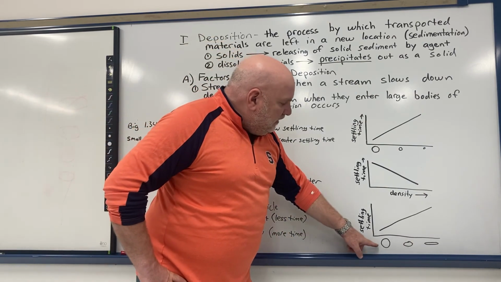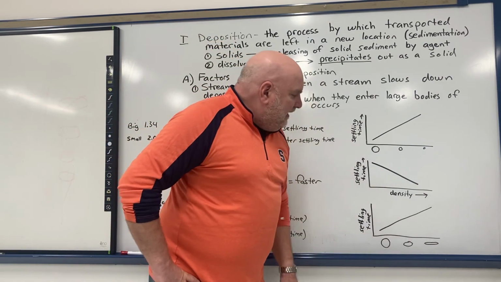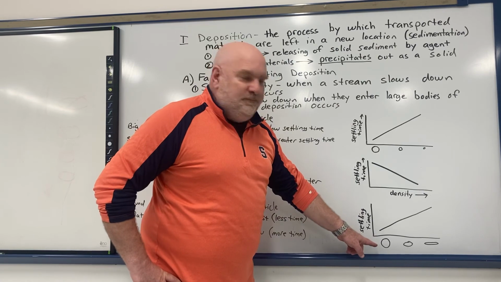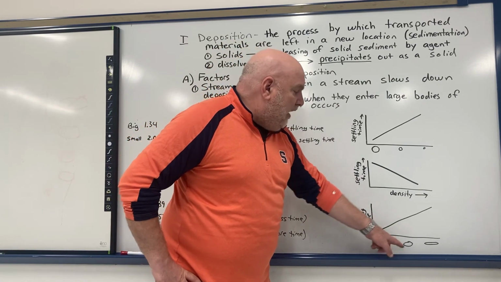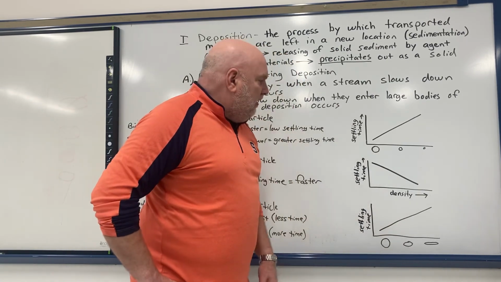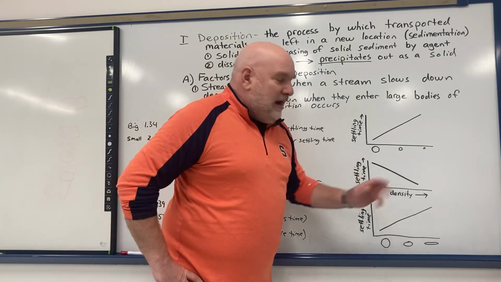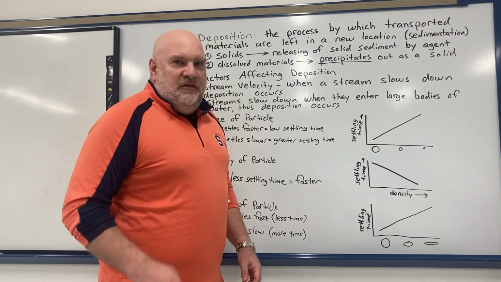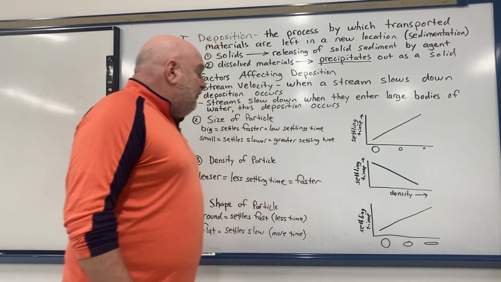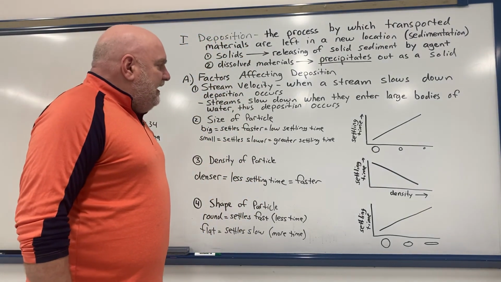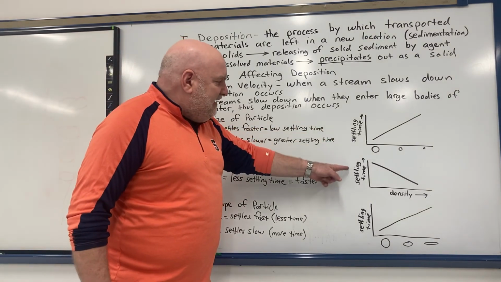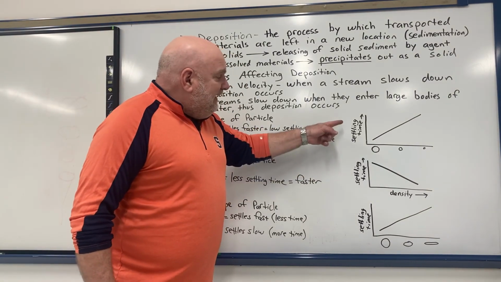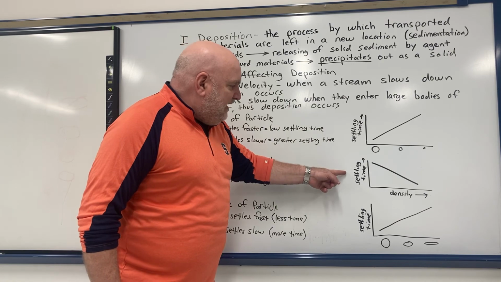Just like down here, I went from round to flat. I just as easily could have done the scale down here going from flat to round. If it went from flat to round, then instead of my graph going up, my graph would go down. So you really want to pay attention to what's on the scales. But the thing that you probably need to pay extra attention to is what it says on the side here, all right? Settling time or settling rate, all right?